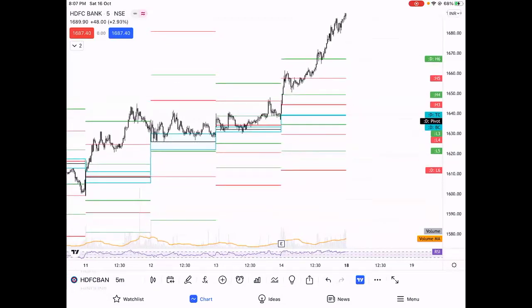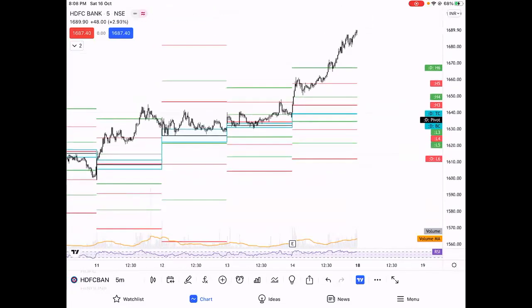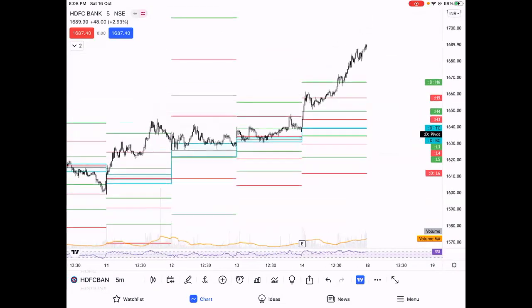H3, L3 are reversal levels. H4, L4 are breakout levels. H5, H6, L5, L6 are target levels. Correct. So up till now we have discussed this, and from here on we would see some more refined concepts, right? Something which is apart from the book, right?